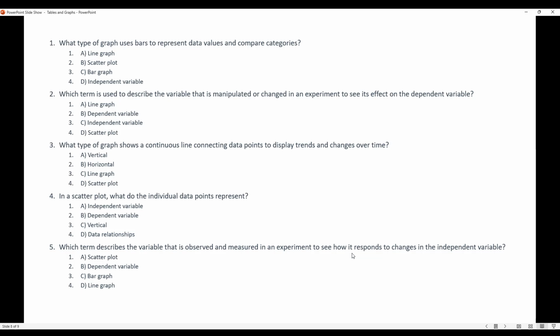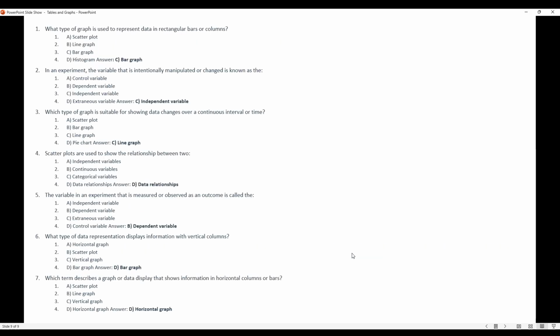Okay, so now you paused the video and answered the questions. Let's check your answers. Here are the answers. Number one, it's the bar graph. Number two, it's the independent variable. Number three, the line graph. Number four, data relationship. Five, dependent variable. Six, it's the bar graph. And seven, it's horizontal graph.